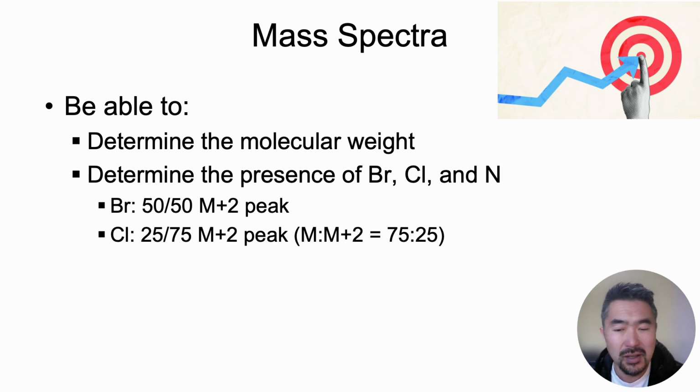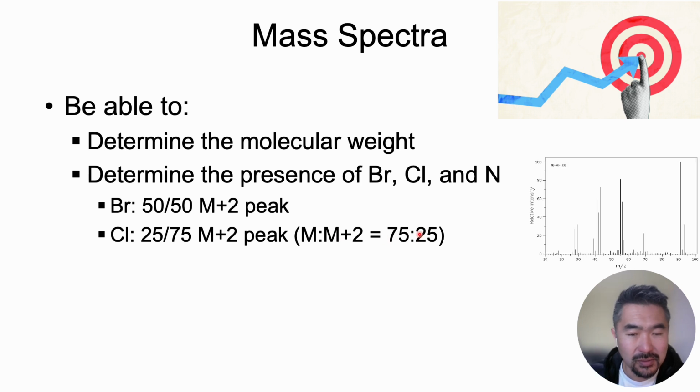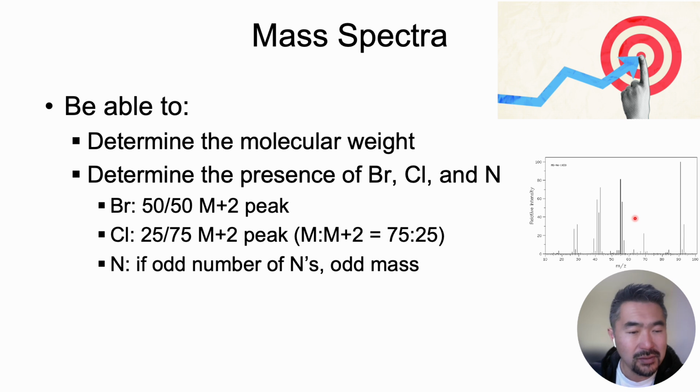Chlorine would look like 3-to-1, where the molecular mass is 75% or 3, and then M+2 is 1 or 25%. So it kind of looks like this. Here's a peak that contains Cl35, the lighter, and then here's the peak that contains Cl37, the heavier isotope, and it's about a 3-to-1 ratio, 2 mass units apart.